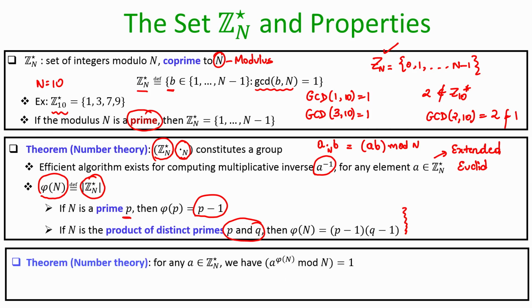We also have this nice result from number theory, which says that if you take any element a from the set Zn star and compute a to the power phi of n and then take mod n, that will give you the result 1. Okay.